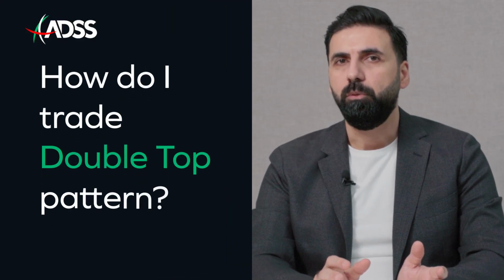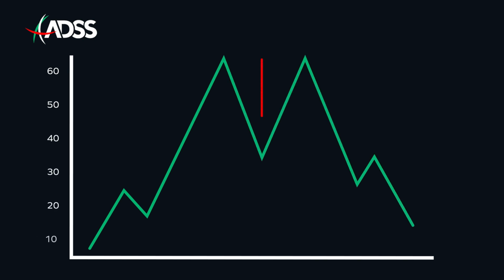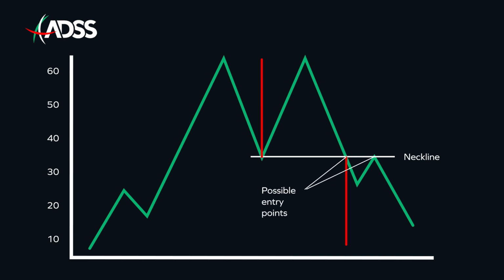How do I trade using the double top pattern? Trading the double top pattern involves measuring the distance from the first peak down to the neckline and then applying the same distance below the neckline to determine the potential price target for the pattern. To enter the market, you could place a sell trade after the price breaks below the neckline. You should also remember to place a stop loss order above the neckline for risk management.